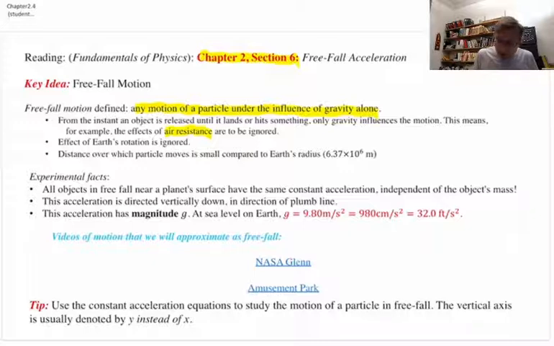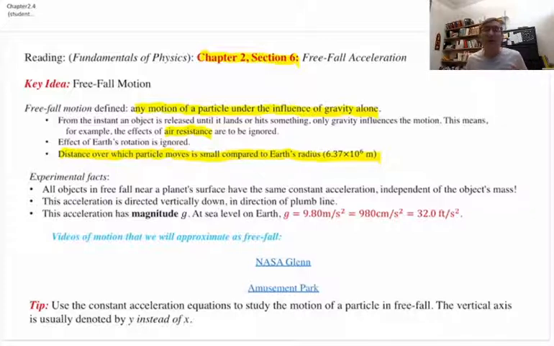We're going to ignore the effects of Earth's rotation. That's a pretty safe thing to do unless the object is falling over a very great height. So that means that the distance over which the particle moves must be small compared to Earth's radius. So we're not talking about dropping something from the top of Mount Everest, for example.